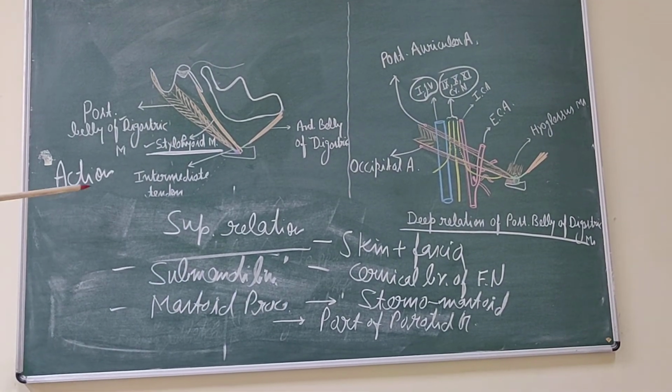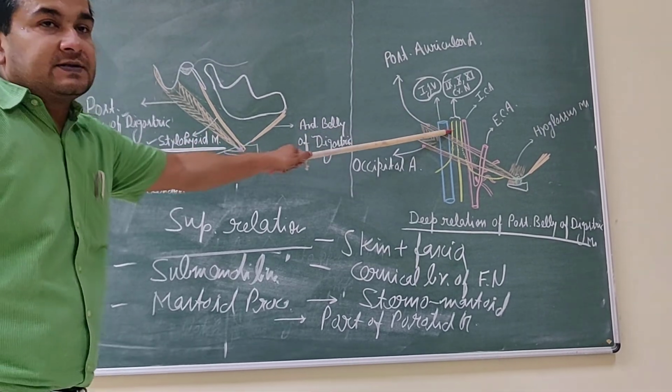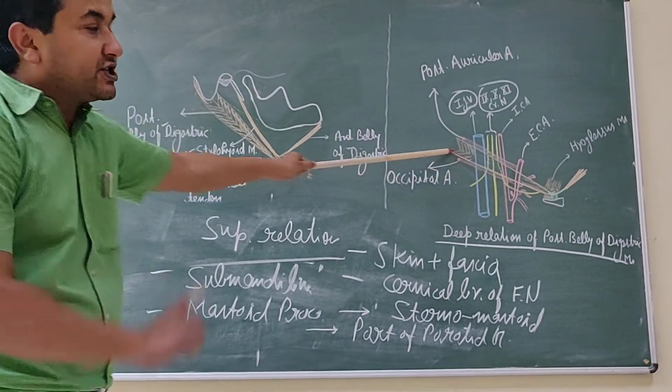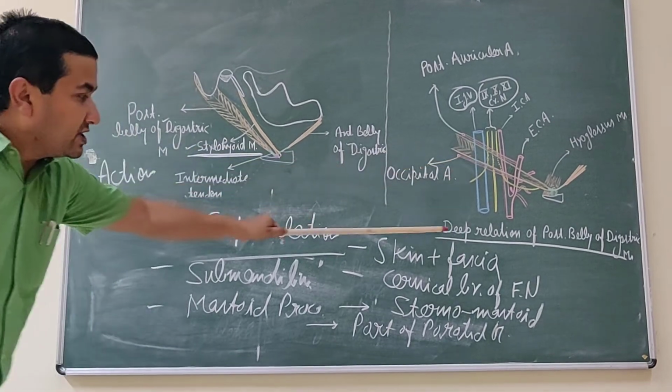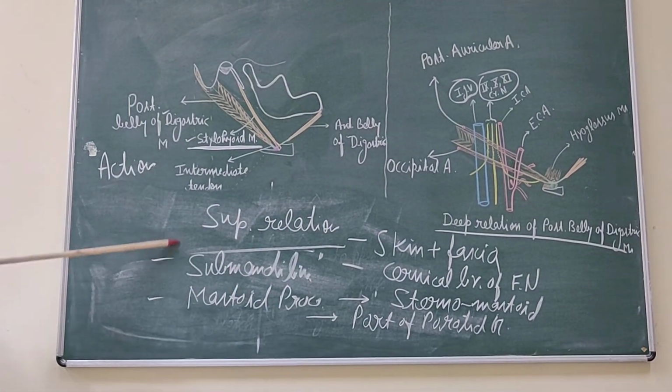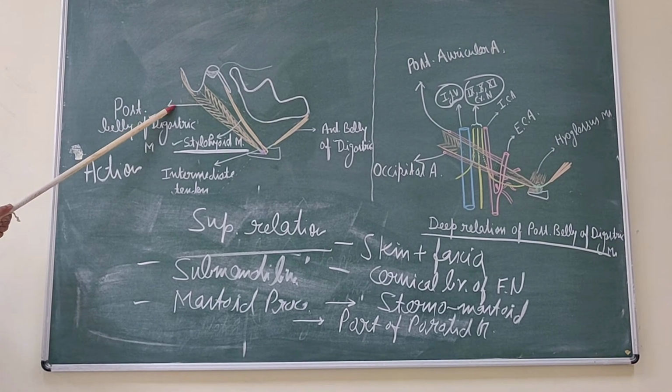So we see these are the deep relations of the posterior belly of the digastric muscle. Important. And these are the structures present superficial to the posterior belly of the digastric muscle.